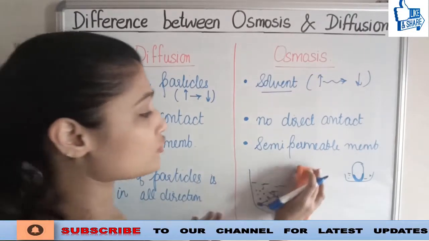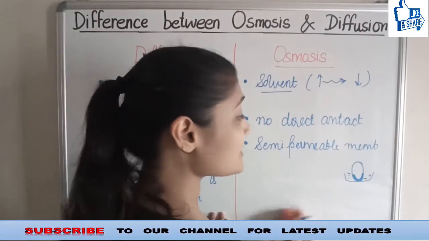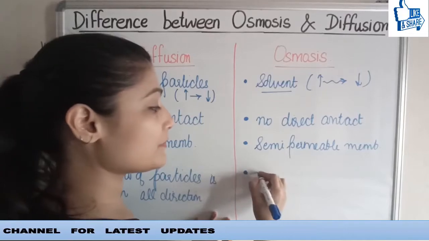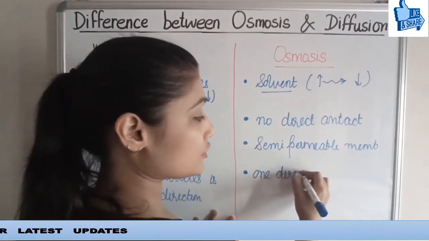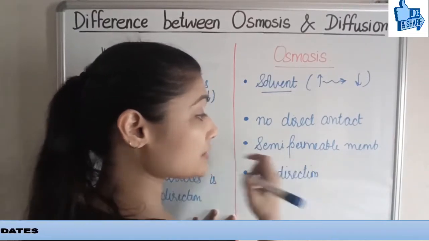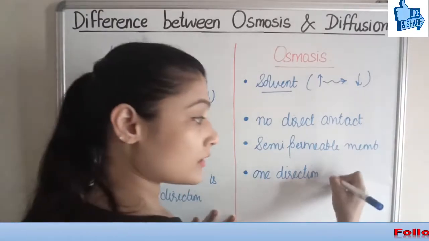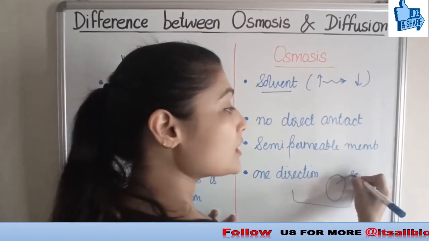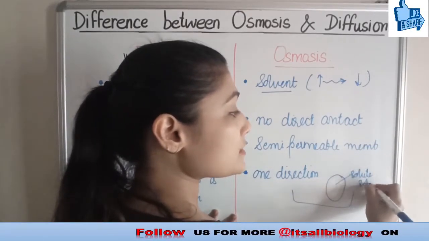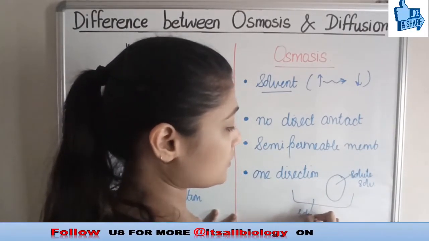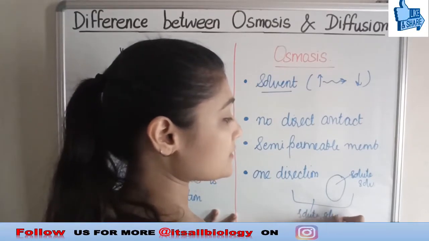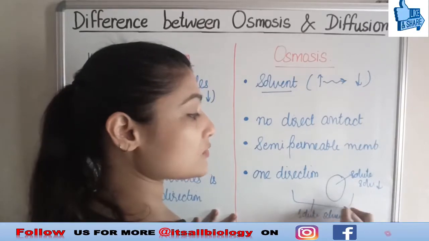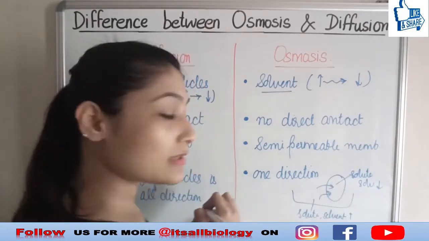If we talk about osmosis, osmosis does not take place in any direction. It takes place in one direction only, in an ideal situation. You can take a cell with solute and solvent, and similarly outside also there is solute and solvent. Outside solvent is more, inside solvent is less, so it is going to be moving in this direction.